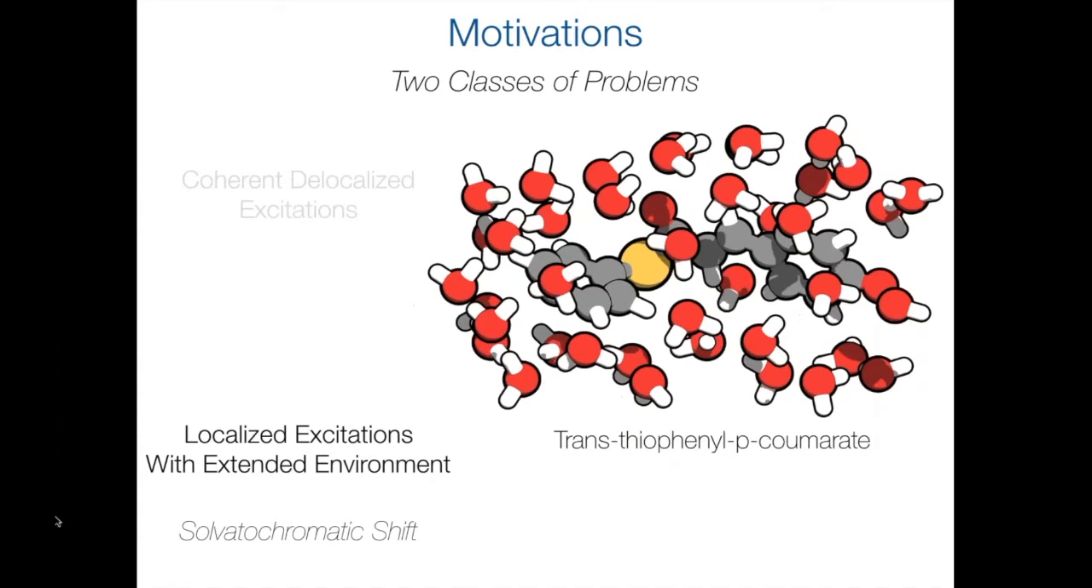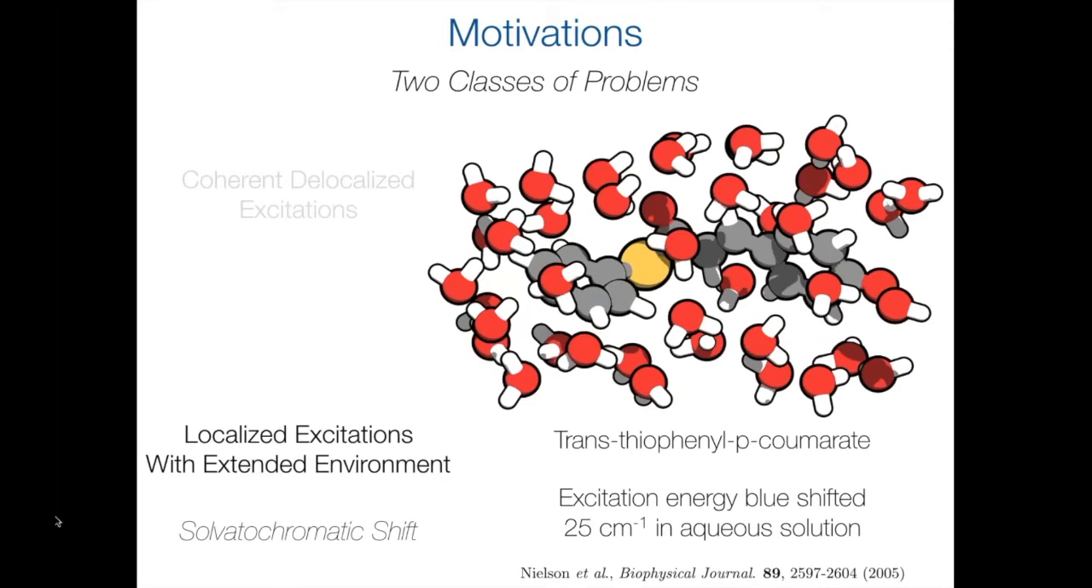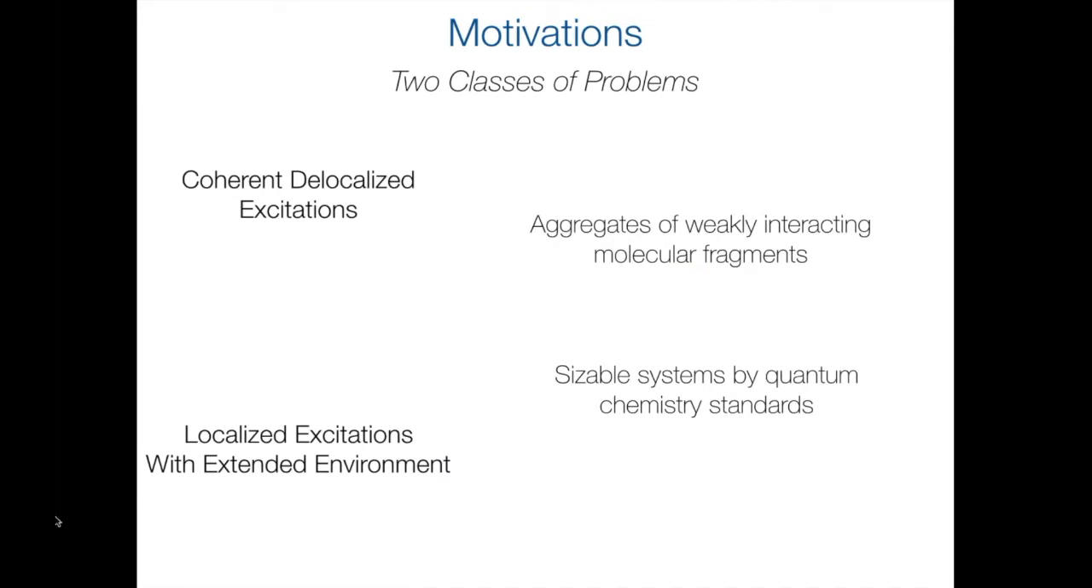We're also interested in extended systems around a chromophore, excited states where the environmental effects are important, such as computing the solvatochromic shift of various chromophores. For example, this is the trans-thiophenyl p-coumarate molecule. This is a model chromophore from yellow fluorescent proteins, and has been shown to exhibit a significant blue shifting in aqueous solution of up to 25 wave numbers. We would like to be able to simulate this sort of thing, and really take the explicit solvent system out to considerable sizes to really converge these excitations. So the overarching theme here is that these are rather sizable systems by traditional quantum chemistry standards. We want algorithms to be able to handle these sorts of problems with reasonable computational cost.